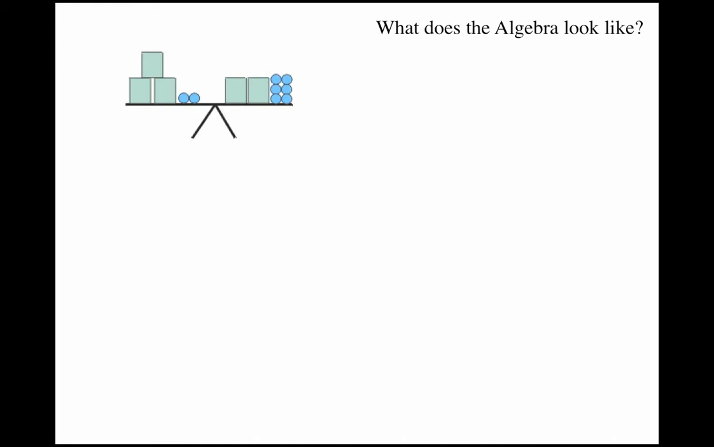So here's a more complicated example, and this time I'm going to show you the balance scale first. I have 3 boxes. Each box contains the same number of marbles as the other boxes, so all the boxes are identical. There are 3 mystery boxes plus 2 marbles on one side, and 2 mystery boxes plus 6 marbles on the other. What would an algebraic expression look like that goes with this model?